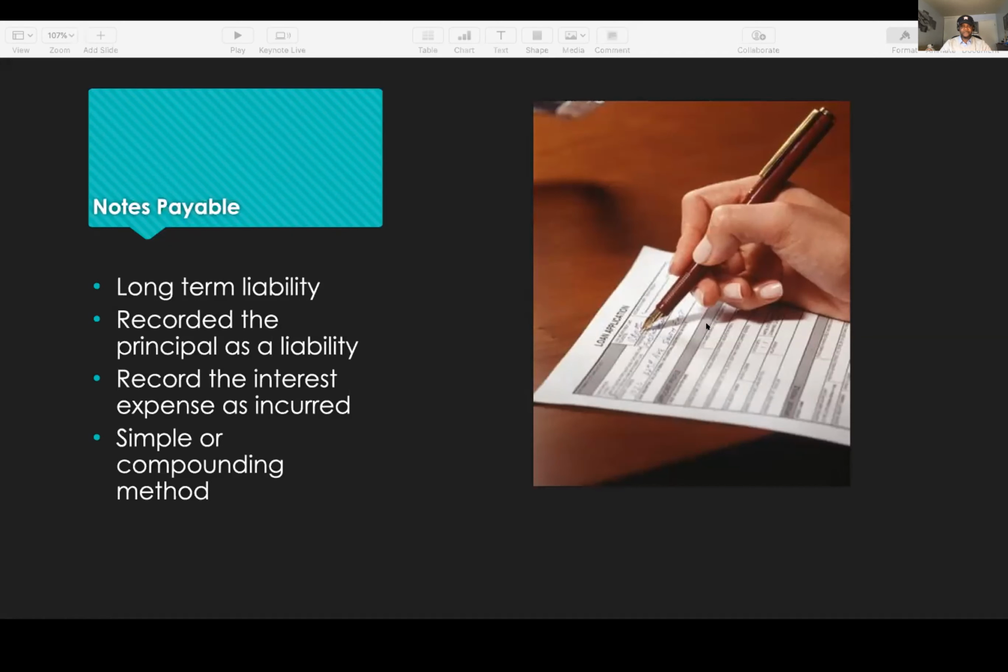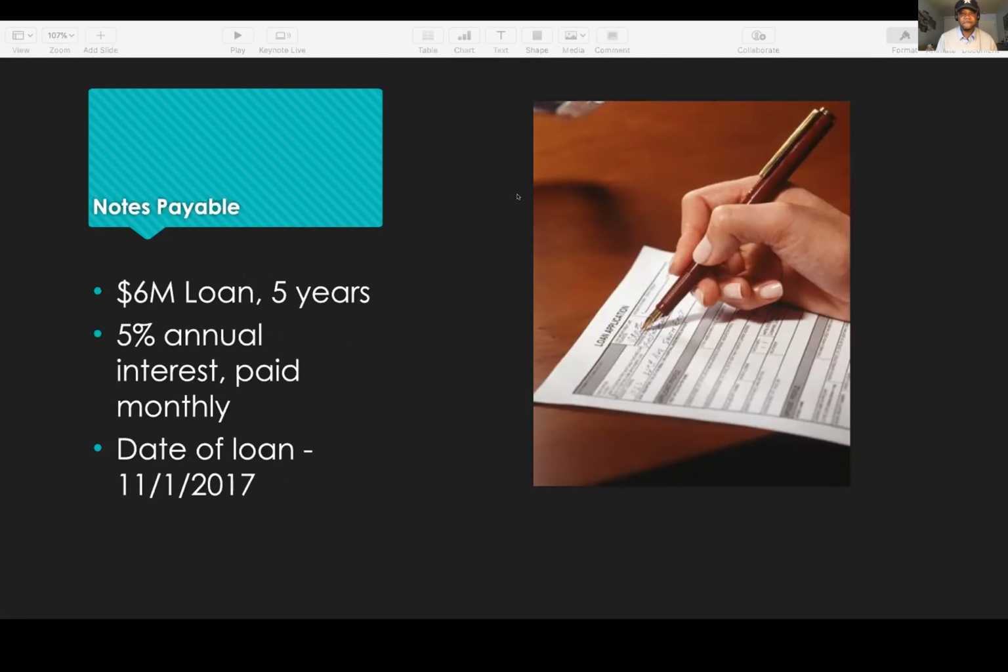Are there questions about that? Seeing none, hearing none. So there's 2 ways that we can record interest. One's called the simple method. One's called the compounding method. So let's talk about the simple method and what that looks like in terms of journal entries.